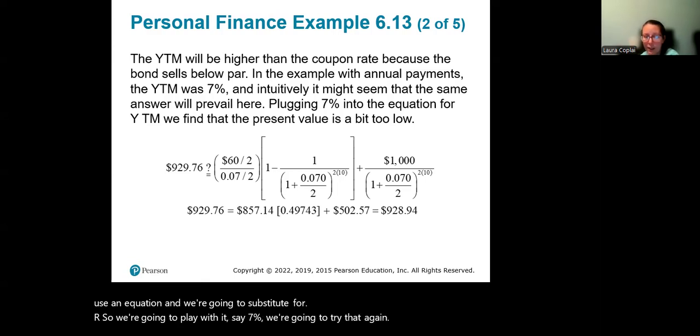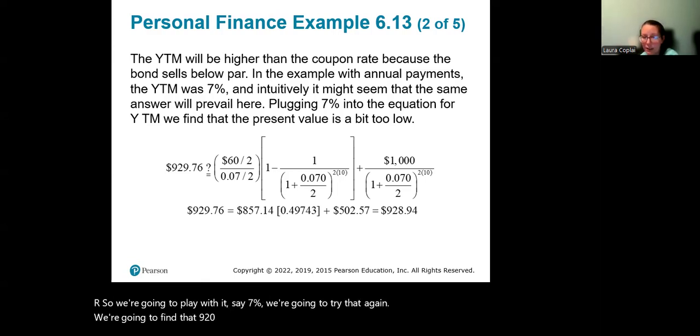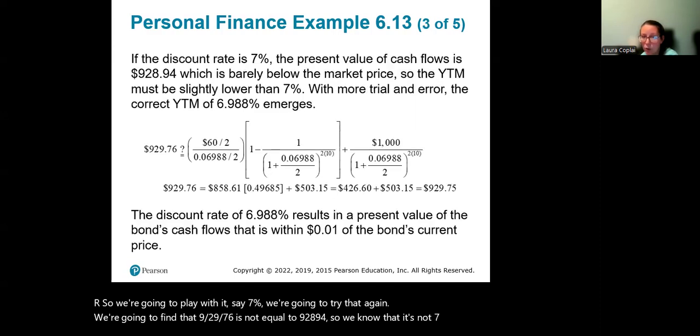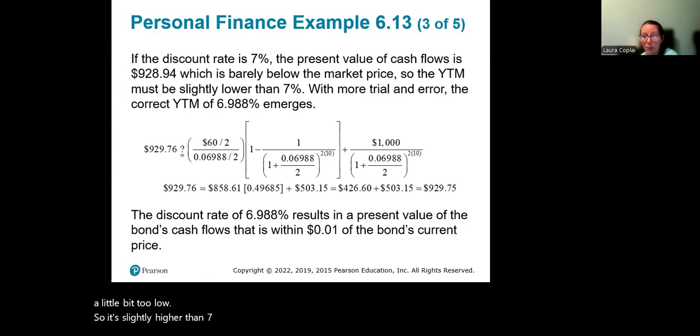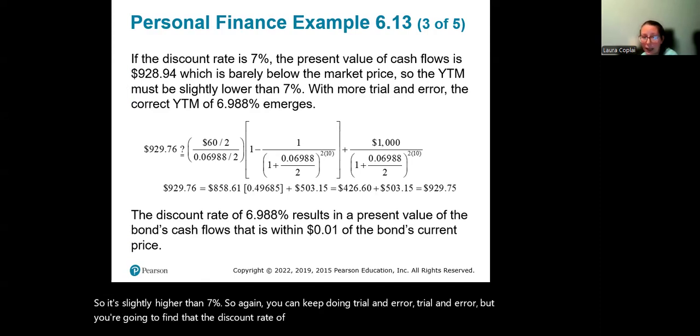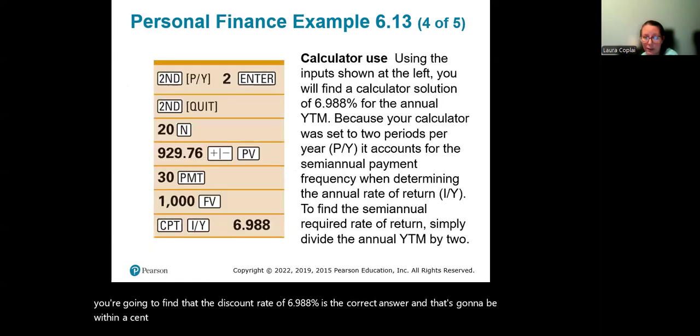We're going to find that $929.76 is not equal to $928.94. So we know that it's not 7%. The value is a little bit too low, so the rate is slightly higher than 7%. You can keep doing trial and error, but you're going to find that the discount rate of 6.988% is the correct answer. And that's going to be within a cent of the bond's current price.